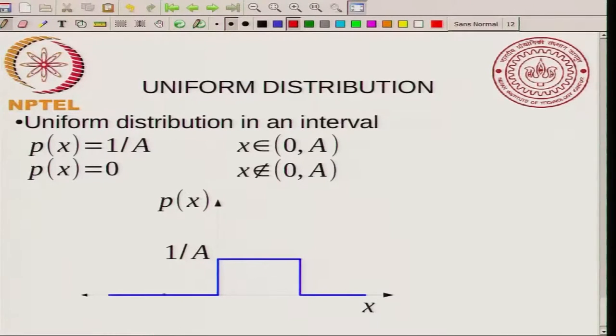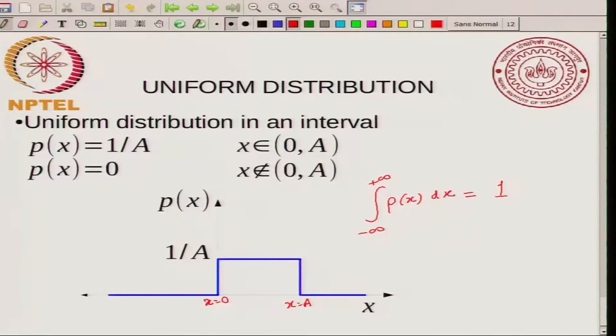Now if you plot this, it is 0 when x is less than 0, and in this region, from x equal to 0 to x equal to a, the value is 1 by a. Everywhere else it is 0. That's what it looks like. Now, why did I choose this value of 1 by a here? Because I want the integral of p of x dx from minus infinity to plus infinity to equal 1.